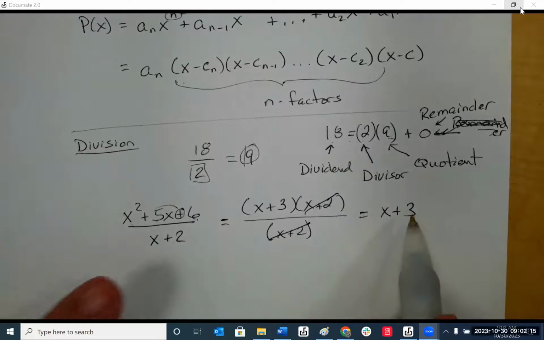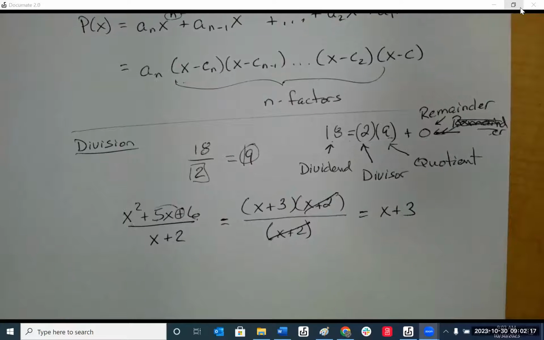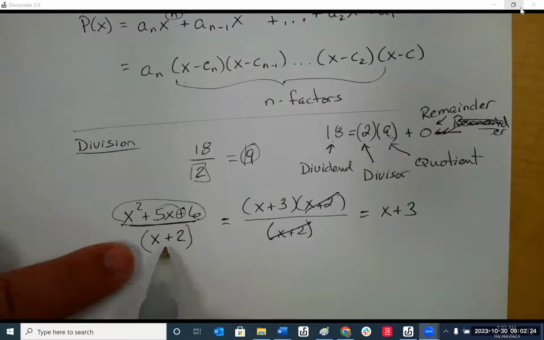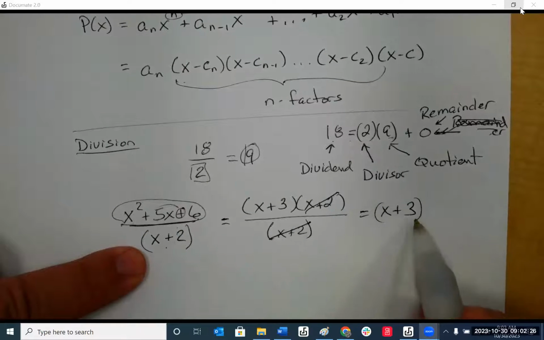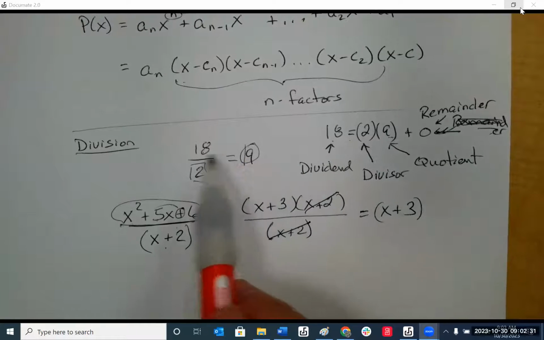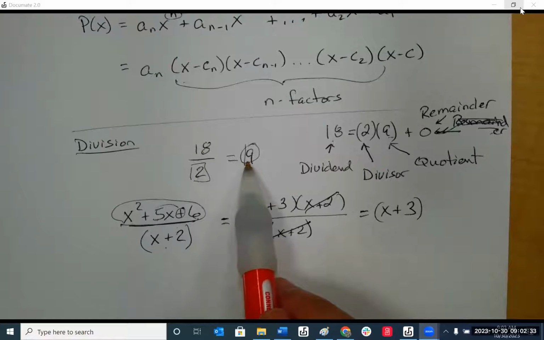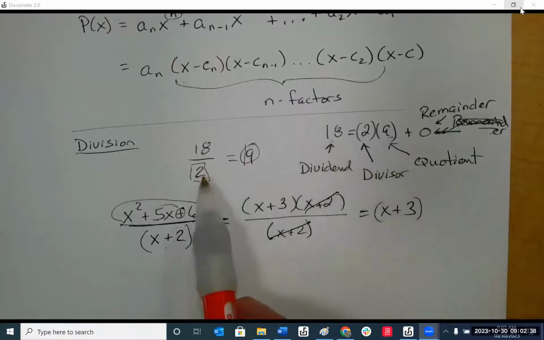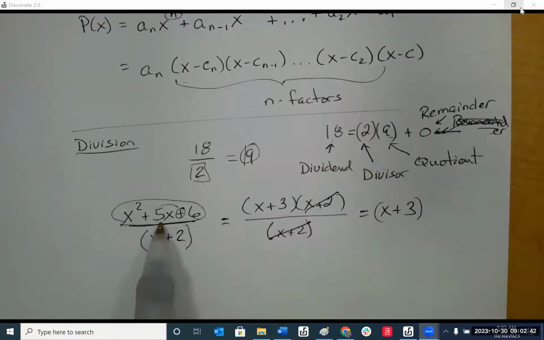Which means if that's true, there's no remainder. That means that this equation is made up of the factors of x plus 2 times x plus 3. So that's what it tells us. Same thing here. Since 18 divided by 2 gives us 9, no decimal, no remainder, we know that 18 is made up of 2 times 9. Same thing here. x squared plus 5x plus 6 is made up of x plus 2, x plus 3.